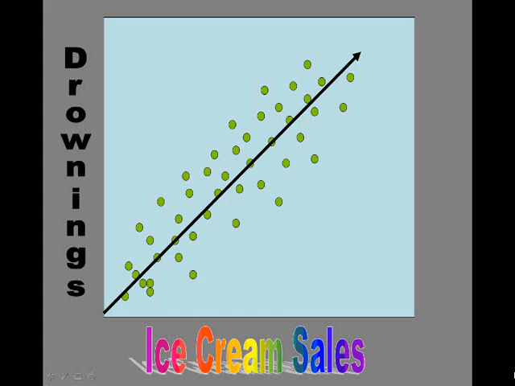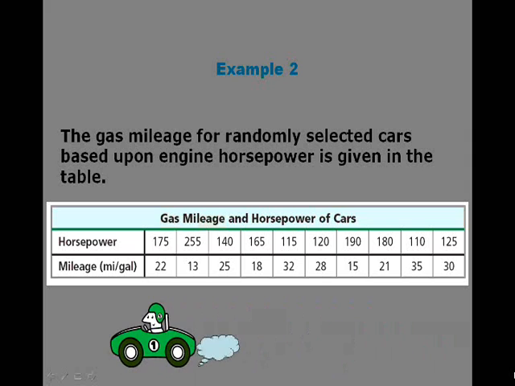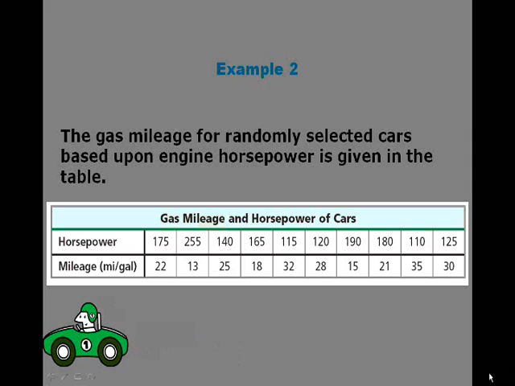Okay, let's use a little math now, shall we? We'll get back to John's research in just a moment. In the meantime, grab your TI Nspire calculator if you have one, or just take really good note of what's about to happen on your screen. The gas mileage for randomly selected cars based upon engine horsepower is given in the table.